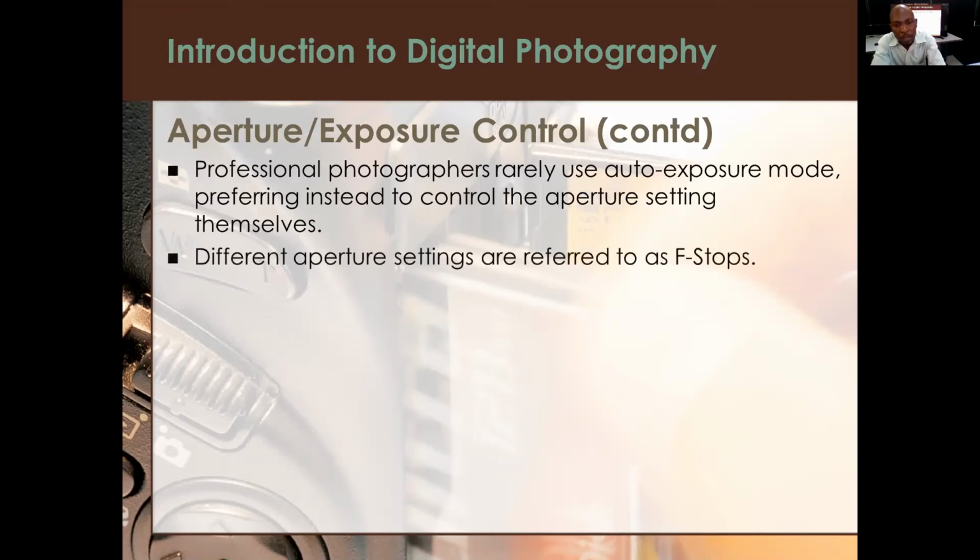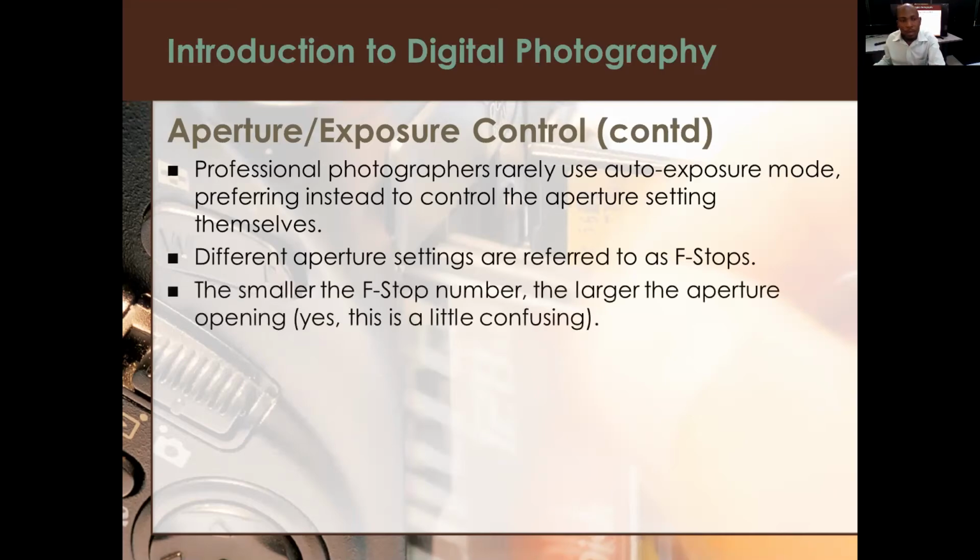Different aperture settings are referred to as f-stops. The smaller the f-stop number, the larger the aperture opening. Yes, this is a little confusing. It is confusing at first. Took me a while to get it. So yeah, the smaller the f-stop number, the larger the opening, so it's like in reverse.